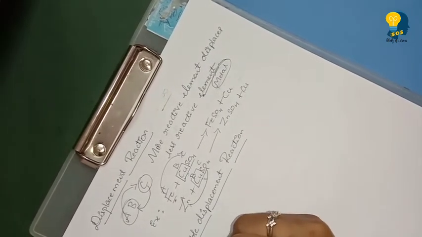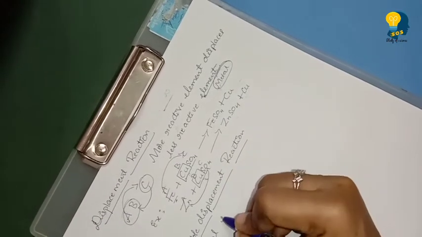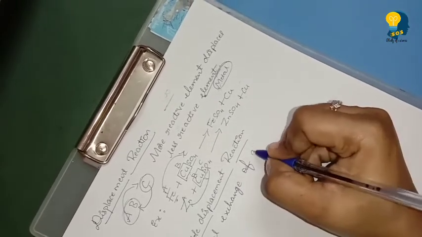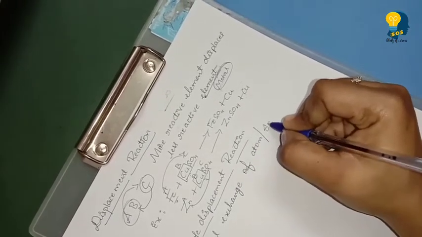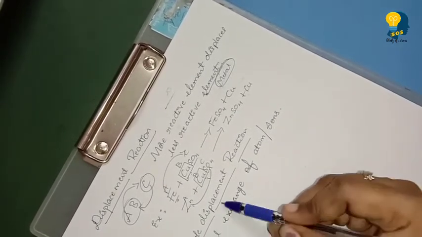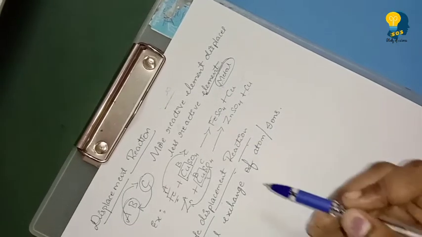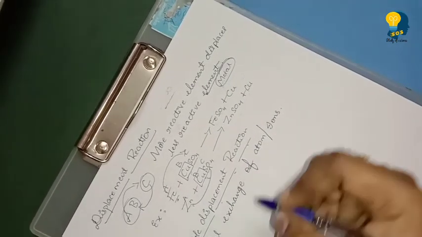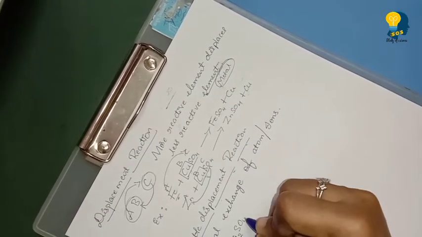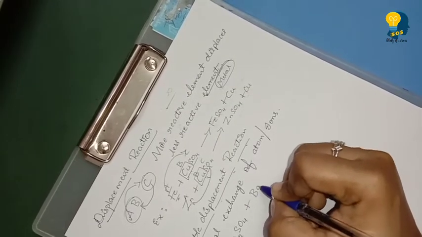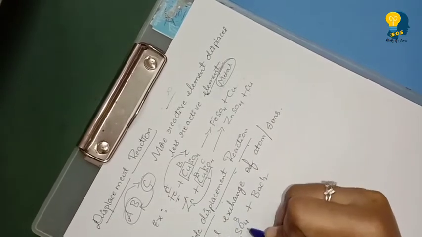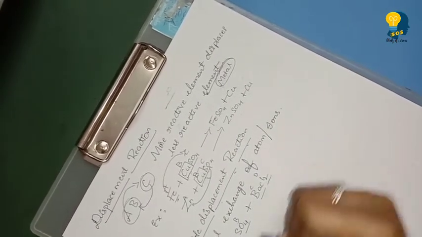Okay. So write: mutual exchange of atoms, or you can also write ions, can be seen in the double displacement reaction. Okay, let's write an example. Sodium sulfate, Na2SO4, combines with barium chloride, BaCl2. Now think it has A and B, then C and D.